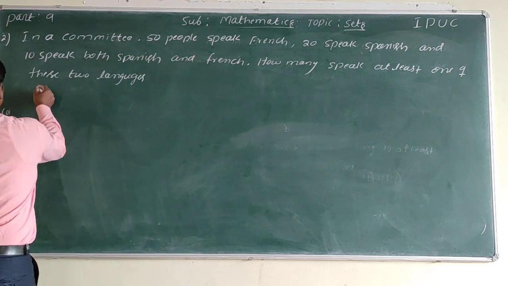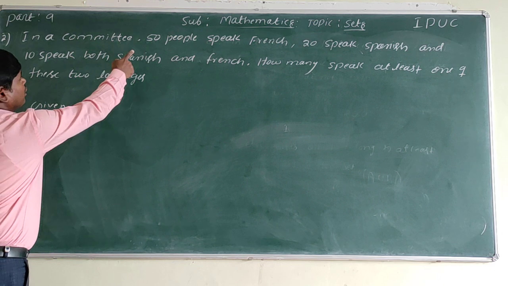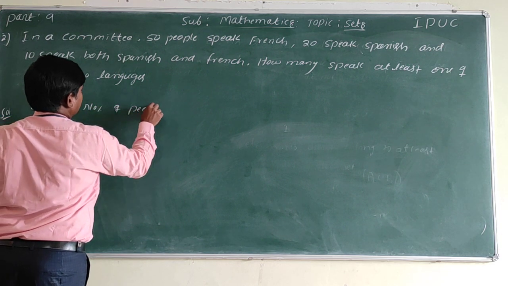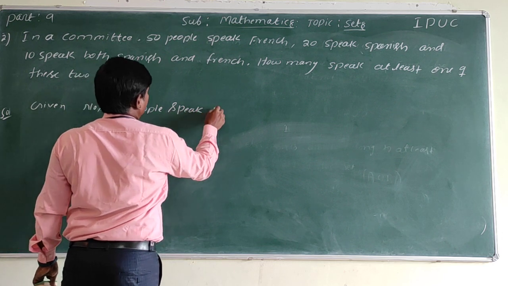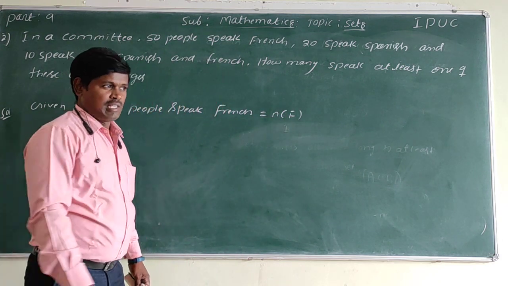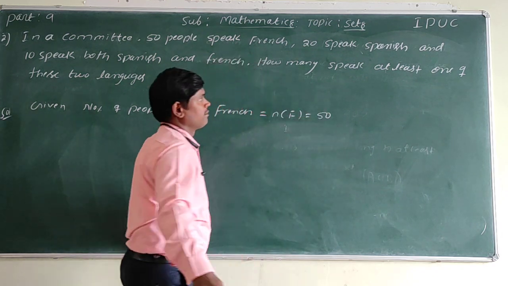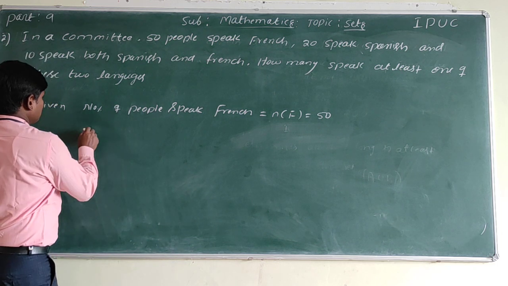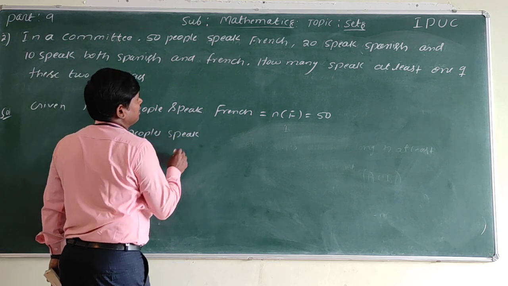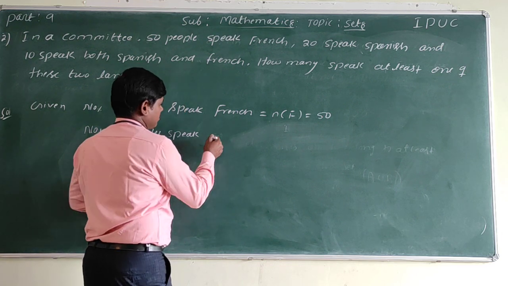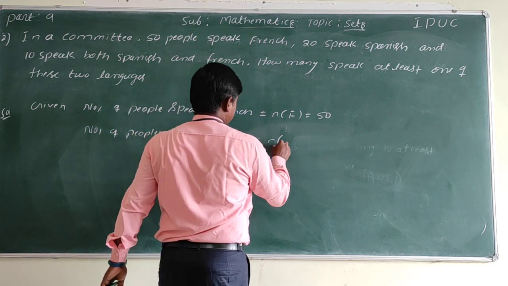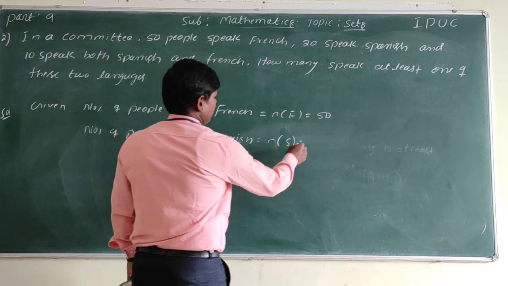Okay, so given data, solution. Given: 50 people speak French. Denoting the number of people who speak French as F, that is n of F is equal to 50. Then Spanish: the number of people who speak Spanish is taken as n of S, so that is 20.